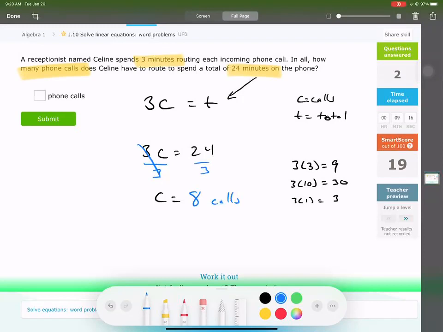Okay, so let's read it one more time to make sure we got this. A receptionist named Celine spent 3 minutes routing each incoming phone call. So for every call, it takes her 3 minutes. And then she had a total of 24 minutes here. So it took her 8 calls. That makes sense. All right, let's see if this worked out.